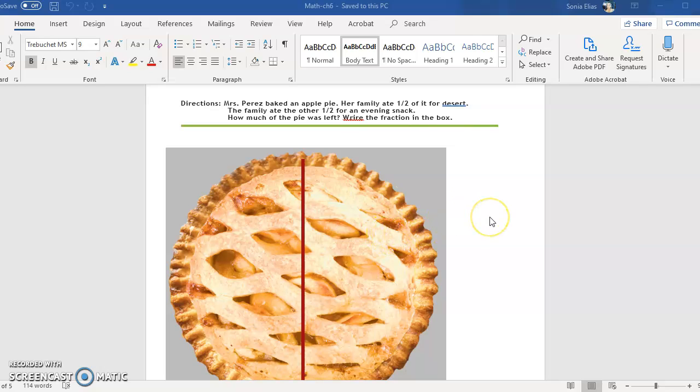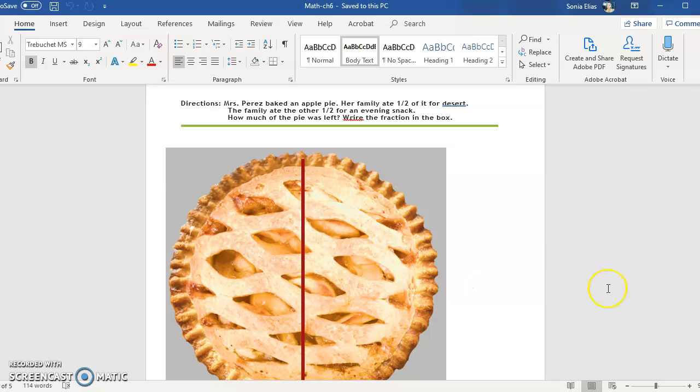Okay, so let's read the directions. Mr. Perez baked an apple pie. Her family ate half of it. Half of it, remember, of the dessert. The family ate the other half. So they already ate one half and the family ate the other half for an evening snack. So how much of the pie was left? Write the fraction in the box.